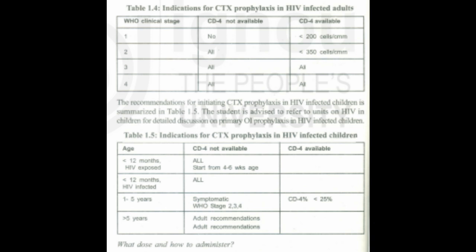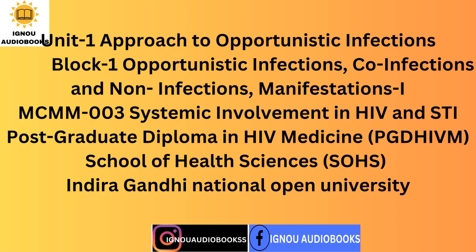Look at the screen. What dose and how to administer? CTX is recommended as trimethoprim 160 mg, sulfamethoxazole 800 mg, 1 double-strength adult tablet or approximately 2 single-strength adult tablets, oral, once a day in adults. In children, CTX is recommended at 5 mg per kilogram per day of trimethoprim, pediatric tablets, 20 mg TMP, 100 mg SMX, or syrup, 40 mg TMP, 200 mg SMX, 5 ml oral, once a day.